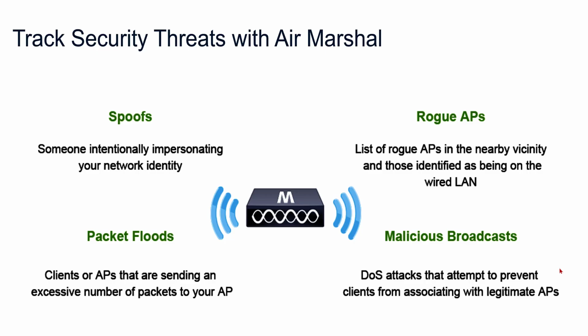So how does Air Marshal detect these types of threats? It looks at the beacon frames, it looks at probe responses, it looks at authentication attempts, deauth and disassociation frames, and it's looking for anomalies like duplicate SSIDs that have different RF signatures, abnormal frame rates, unexpected MAC behavior, and other things, right? Anomalous behavior. All right?